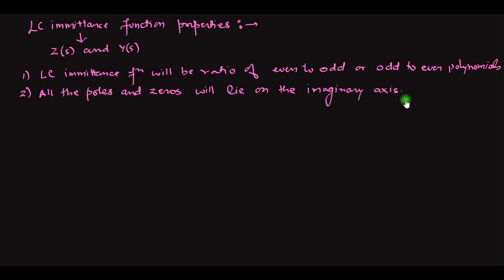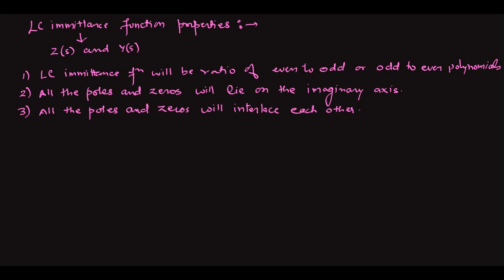Let us discuss the next property. All the poles and zeros will interlace each other. What it means: if I plot the poles and zeros, as the above property says, all the poles and zeros will be lying on the imaginary axis, and they will be alternating or interlacing each other.